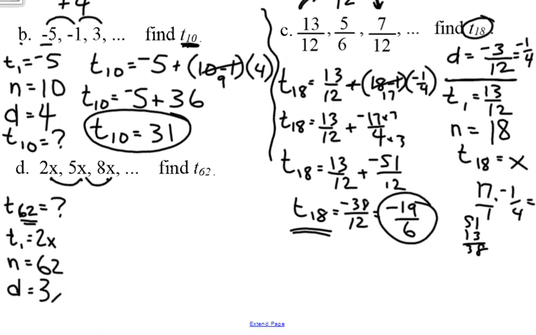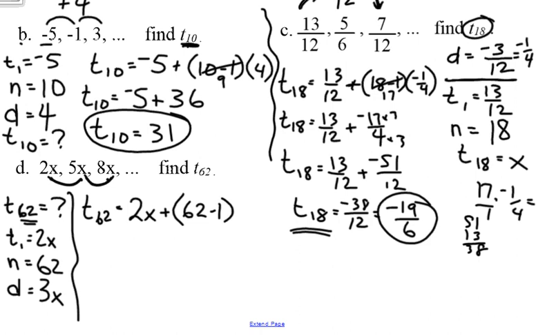What are we adding each time? We are adding 3 x's. 2x plus 3x is 5x. 5x plus 3x is 8x. So there we go. List what we know, and now we use it. Term 62: term 1, 2x, plus n minus 1, which is 62 terms minus 1, times our common difference, which is 3x.